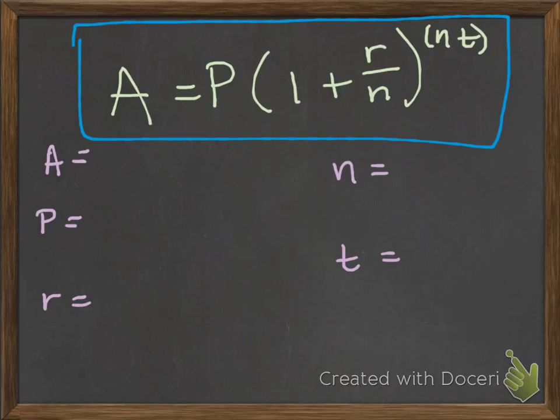The formula is A equals P times the quantity of 1 plus r over n, raised to the nt. Somewhere on your paper next to that box, I want you to write down A equals, P equals, and so on, and say what each letter represents in the formula. So your A represents your ending value. Again, you are jotting this down somewhere around the box. There's plenty of room, so write down what each letter represents in the formula.